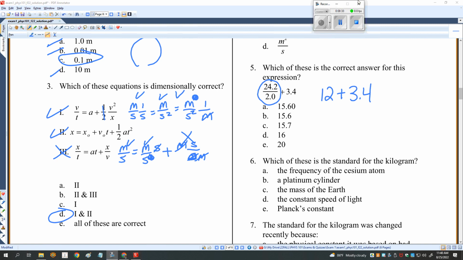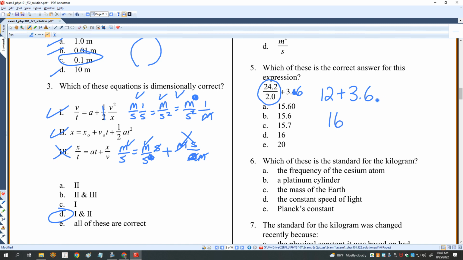Okay, sorry about this. I actually changed this, so this is going to be 3.6. So let's make this into 3.6. That's what your test will read. So 12 plus 3.6. If I add it up, I get 15.6, but I keep proper sig figs. It's just going to be 16.